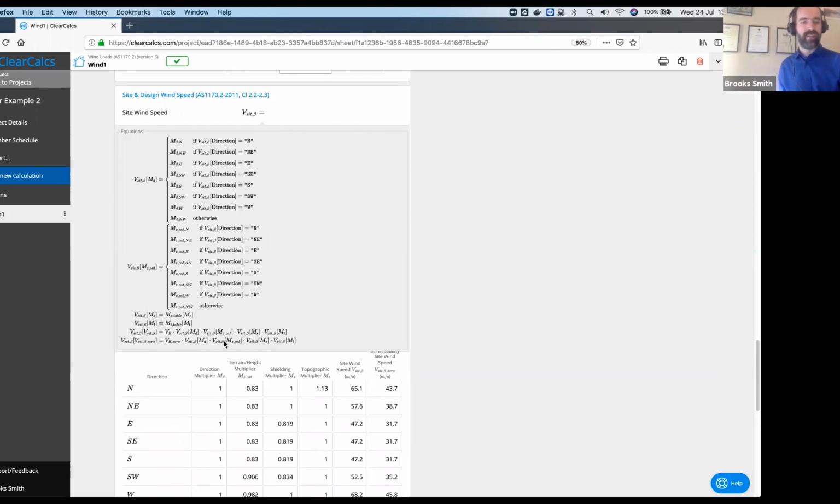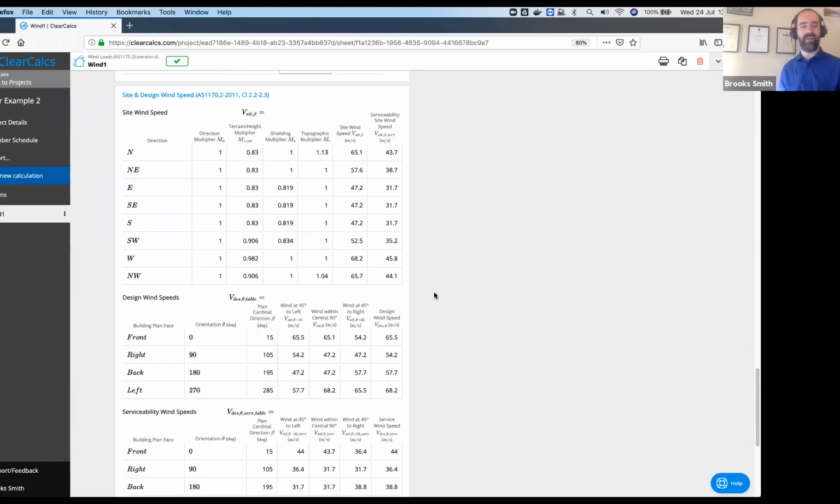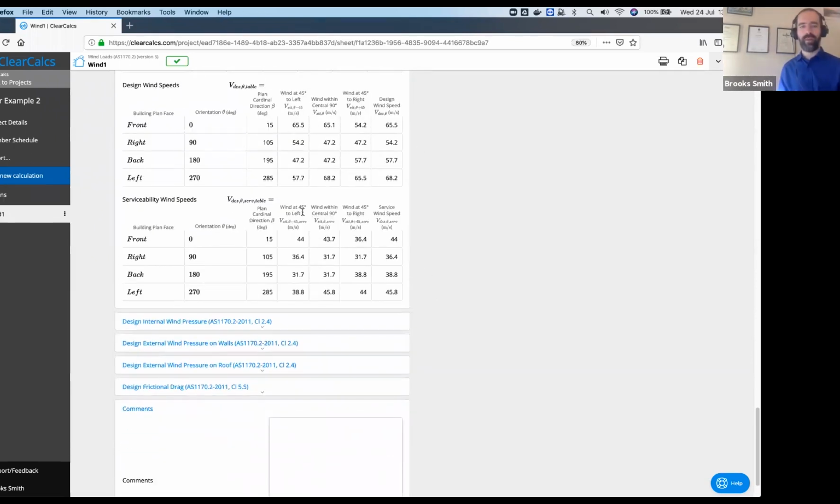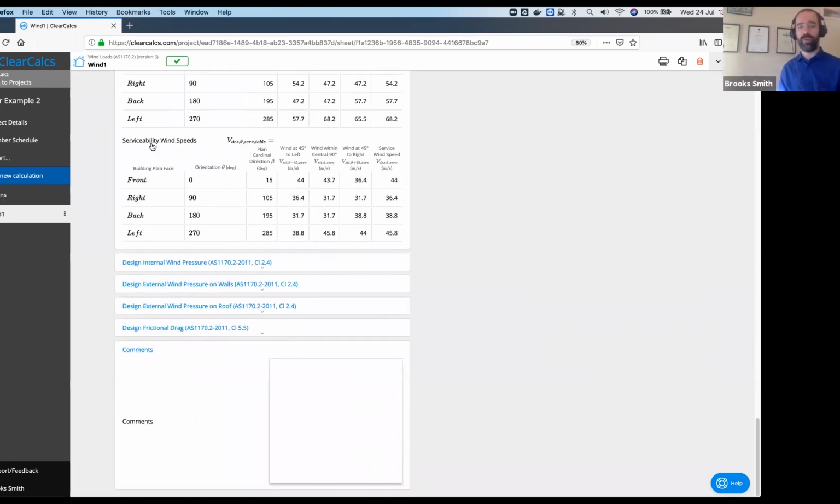So our V-site data, that last column there, is equal to the formula we've talked about, V sub R times M sub D times M sub Z,cat times M sub S times M sub T. So we try to be as transparent as possible in all of our calculations. You can see every formula that we're using in every single table here. Figuring out what those become for design wind speeds, we do the same thing for serviceability.